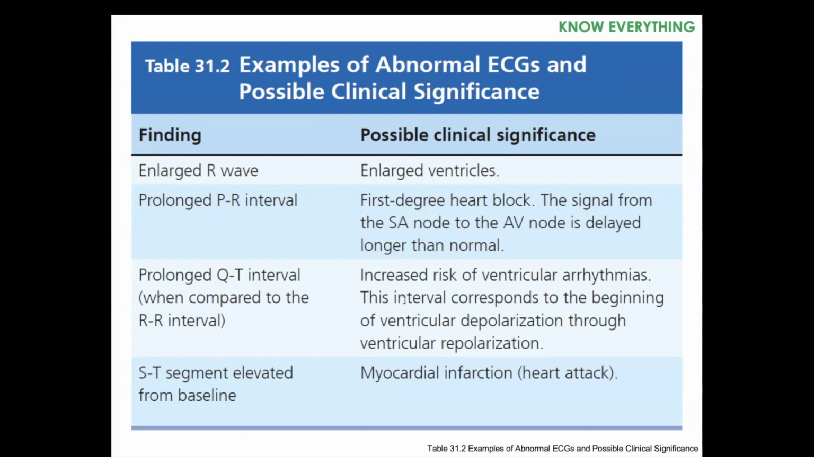It means that the pause between the SA node and the AV node is longer than normal. A prolonged QT interval means that depolarization and repolarization of the ventricles is taking too long. And then lastly, we have an ST segment that's elevated. So an elevated ST segment means that the ST segment on the ECG no longer occurs at baseline or at our resting membrane potential. And if the ST segment occurs above baseline, the heart is not able to rest during that time as it normally would. And this can indicate that a patient is having a heart attack.